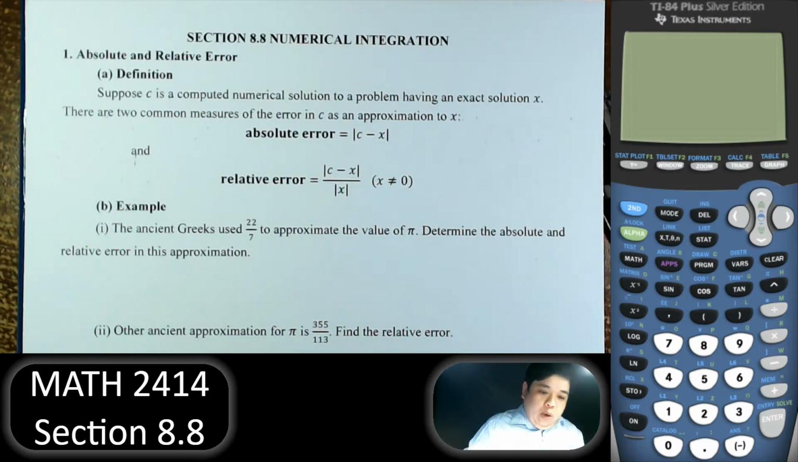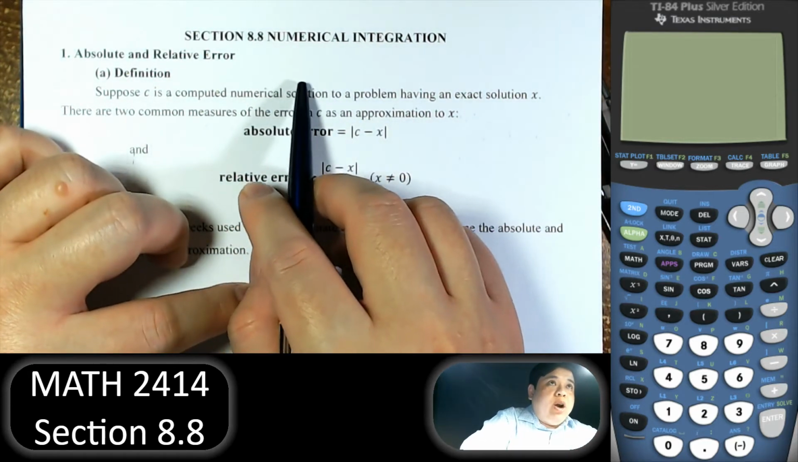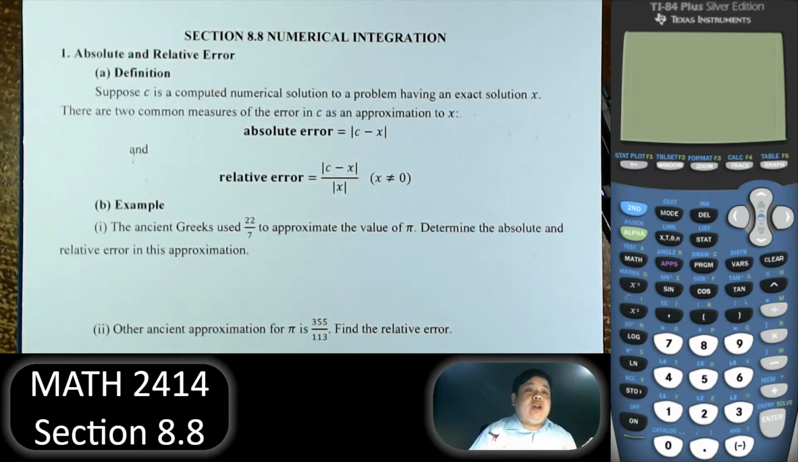Hi everybody, welcome to another video in Calculus 2. This section 8.8, we will do numerical integration. Pretty much it's just an approximation of the integral.